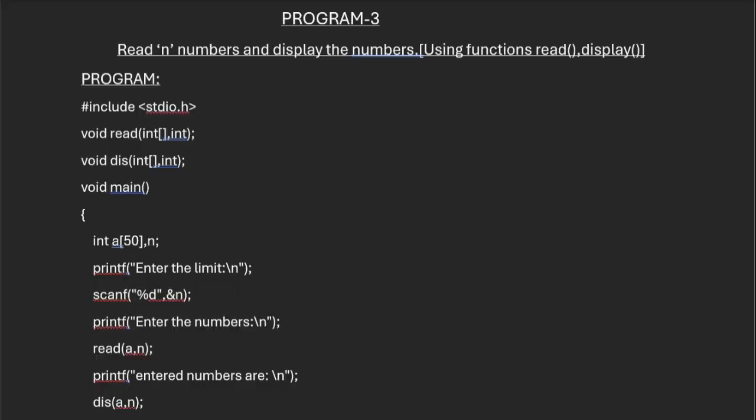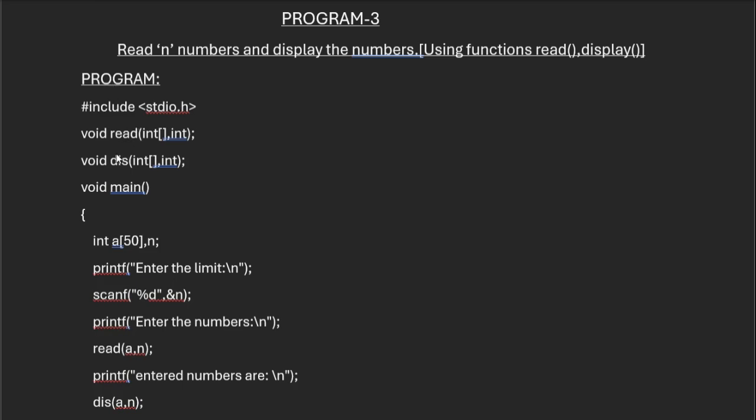Here I am going to explain how to read n numbers and display the numbers using functions read and display. The #include <stdio.h> line includes the standard input-output library in the program, which is necessary for using printf and scanf functions. Void read and void display declare the prototypes for the read and display functions respectively.